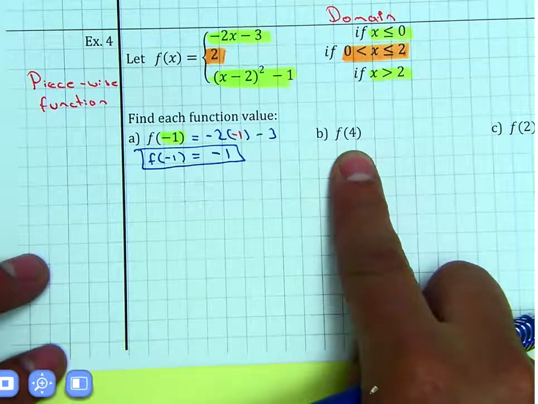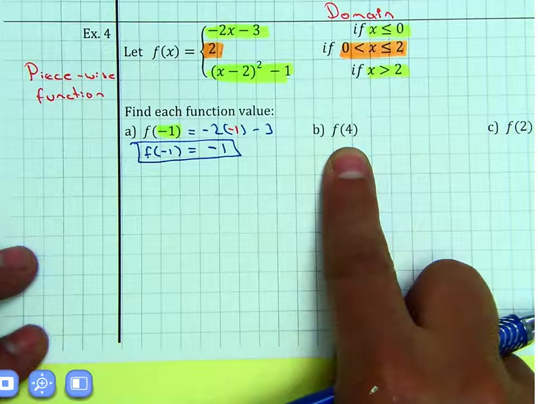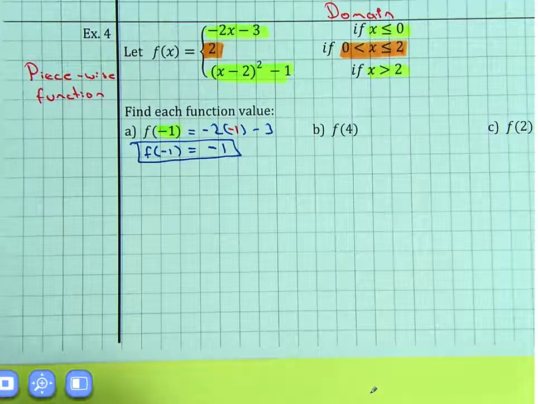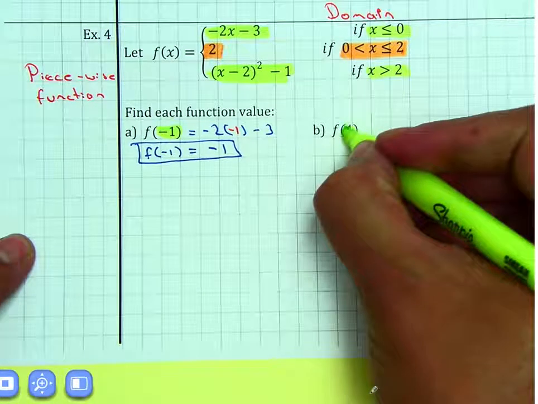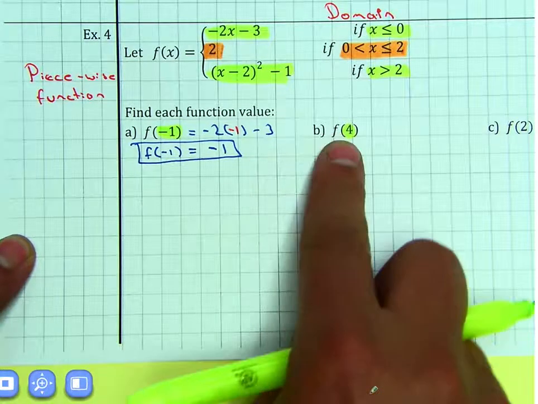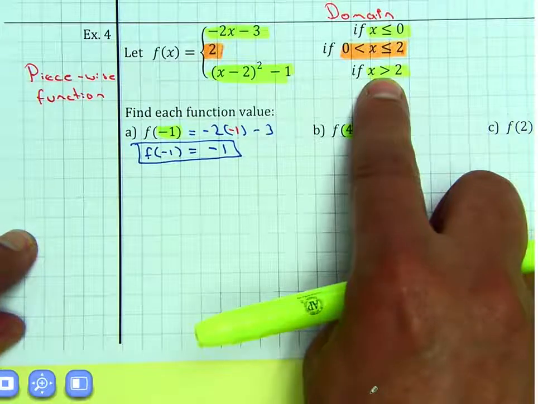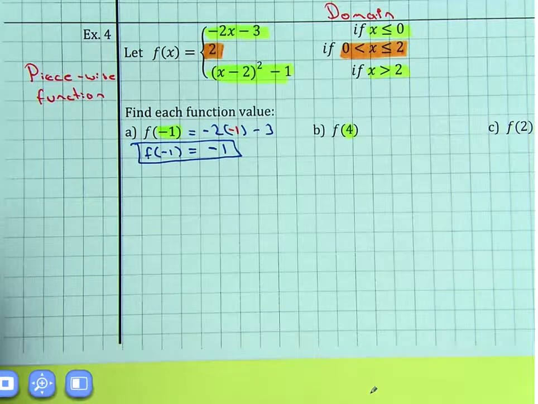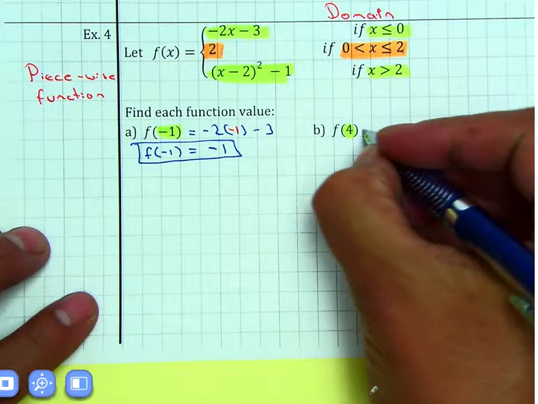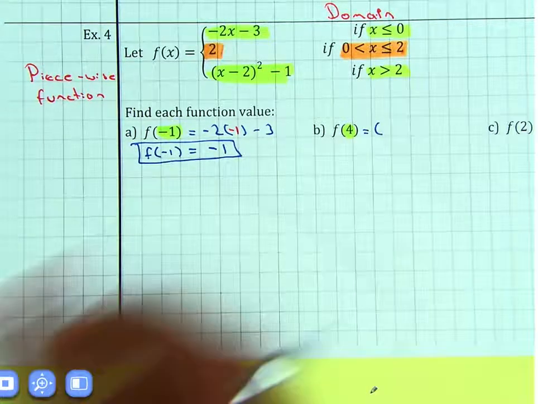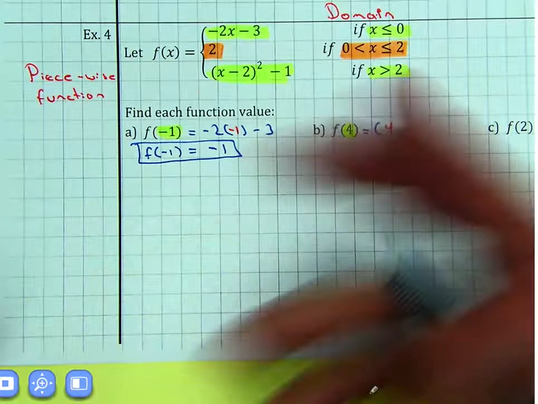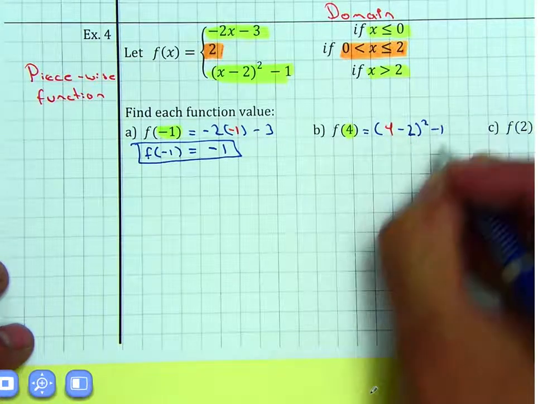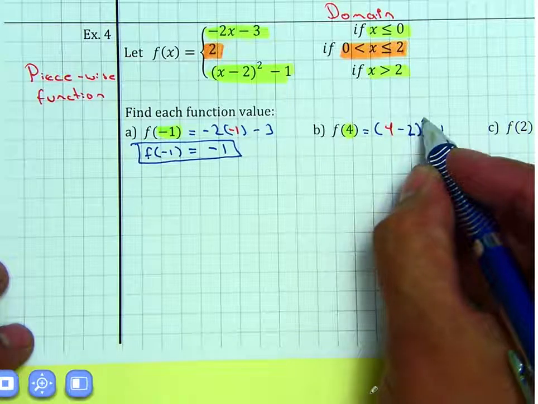F of 4. I'm going to plug in a 4 into which of those 3 functions? This is your x value, that's your domain. So that will apply only when x is greater than 2. That's 4 is greater than 2. I'm going to use this one here. So it gives me 4 minus 2 squared minus 1. 4 minus 2 is 2, square is 4, minus 1 is 3.